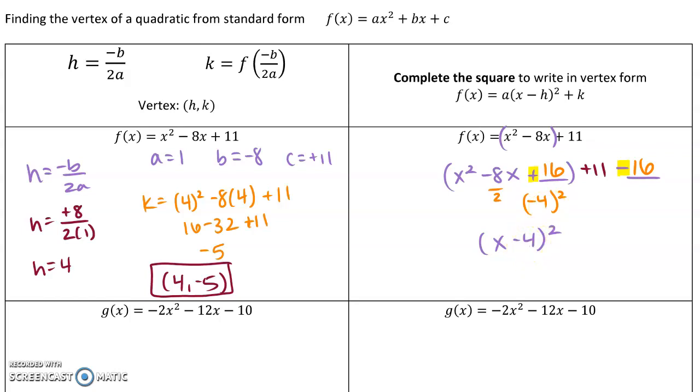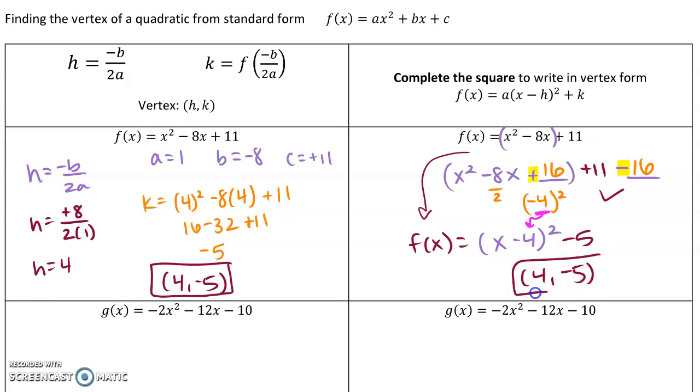A shortcut is whatever you divided by 2, that's the value that goes inside the parentheses, right? And then on the outside, you combine those two numbers. 11 minus 16 is negative 5. And then don't forget the f of x on the outside, right? So this is our equation in vertex form. So that means our vertex is opposite of whatever's on the inside, so positive 4, same as the outside, negative 5.